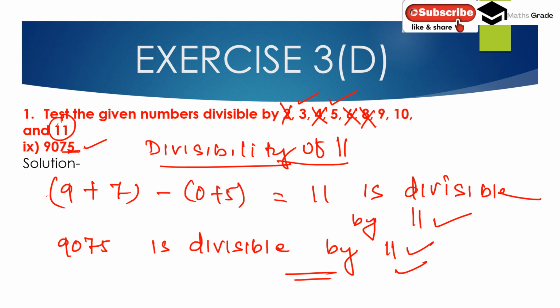The sum of the digits of the number is 3, which is not divisible by 9, so 9075 is not divisible by 9. The number is not divisible by 2 because its last digit is 5, which is not divisible by 2, but it is divisible by 5 only, so this number is not divisible by 10. The sum of digits at odd places is 16 and the sum of digits at even places is 5, the difference between them is 11, and 11 is divisible by 11, so this number 9075 is divisible by 11.